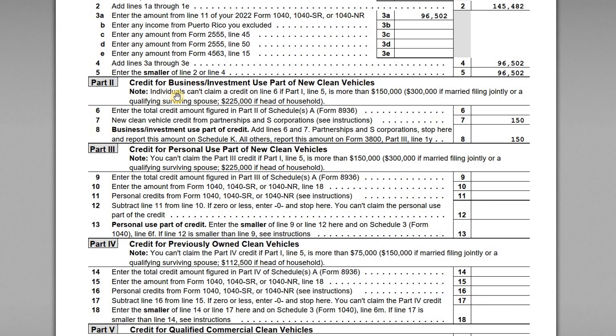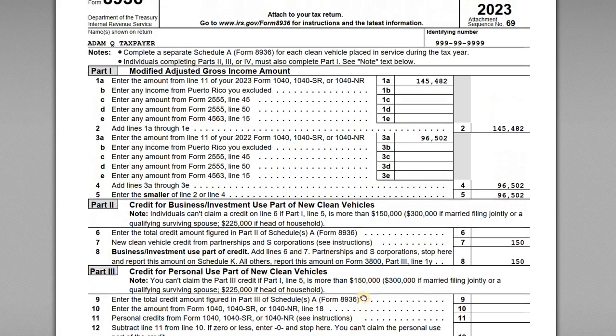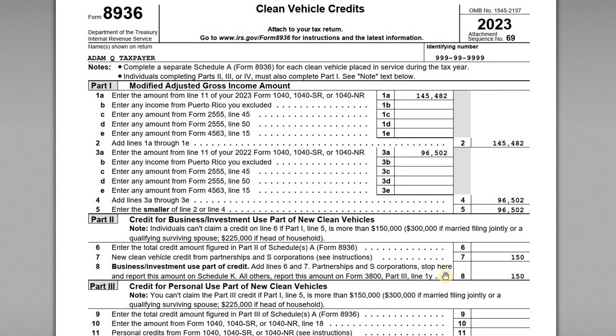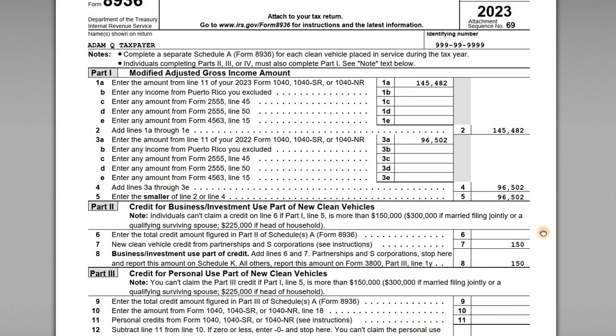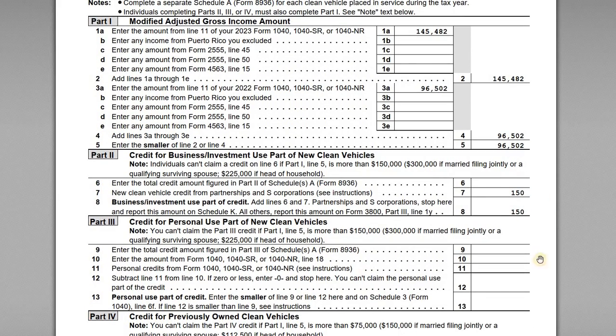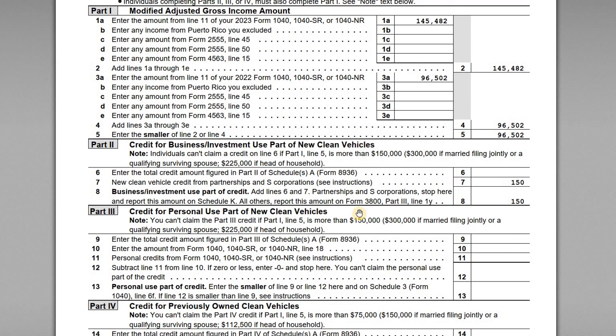So in Part 2, we're entering the credit for business or investment use. And so if this was purchased directly by Adam and used for his business, let's say he was a self-employed sole proprietorship, he might have to do Schedule A and then report that amount on line 6. But in this case, he did not buy this vehicle directly. He's just an investor in a partnership. And so the amount of credit is reported in Part 2, line 7, new vehicle credit from partnerships and S corporations. So there's that $150. Now, once we have that total, $150, it's reported on the Form 3800, which is the general business credit, Part 3, line 1Y.